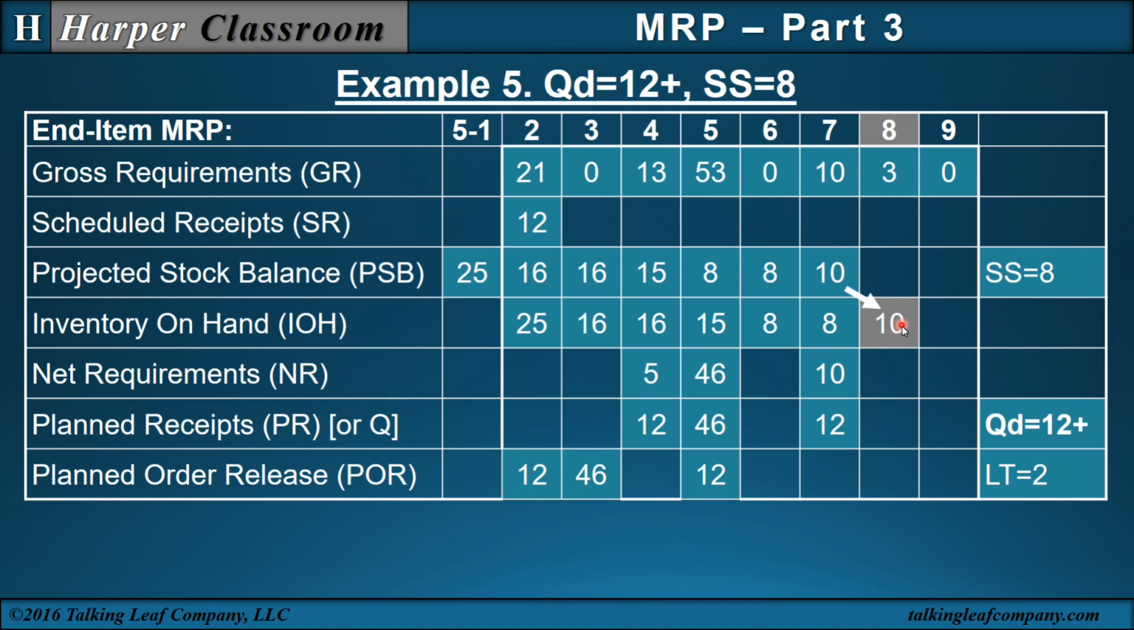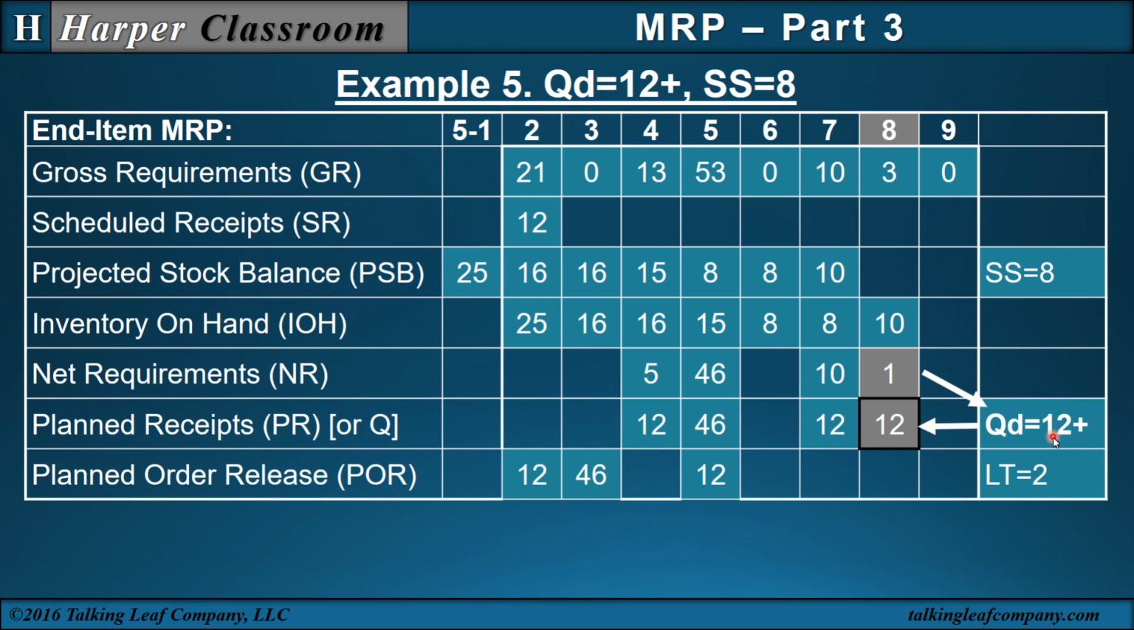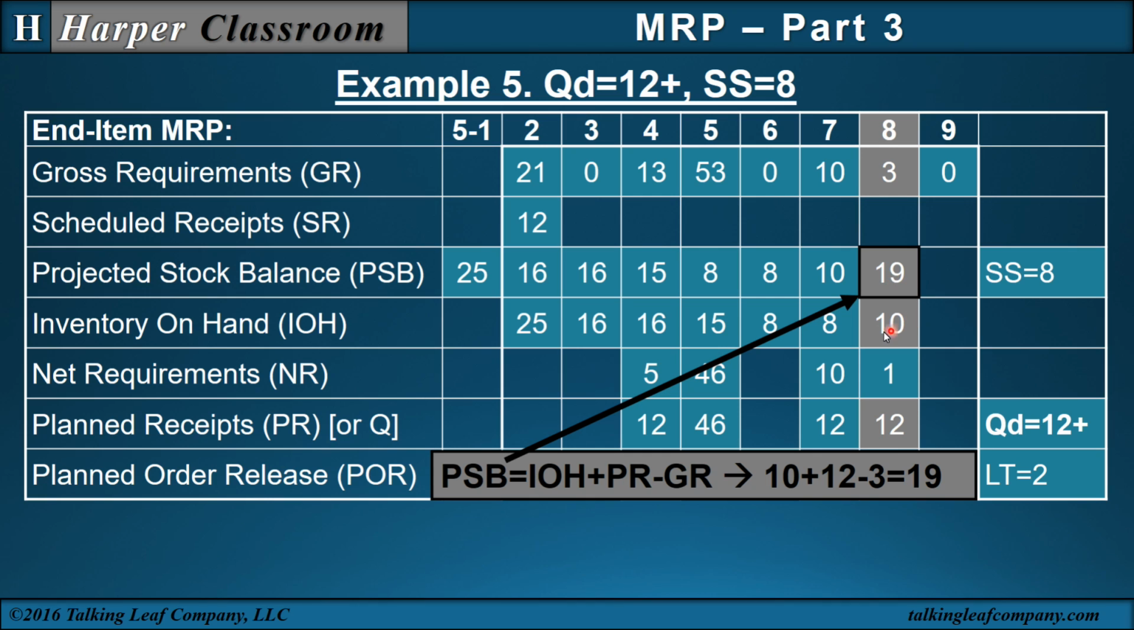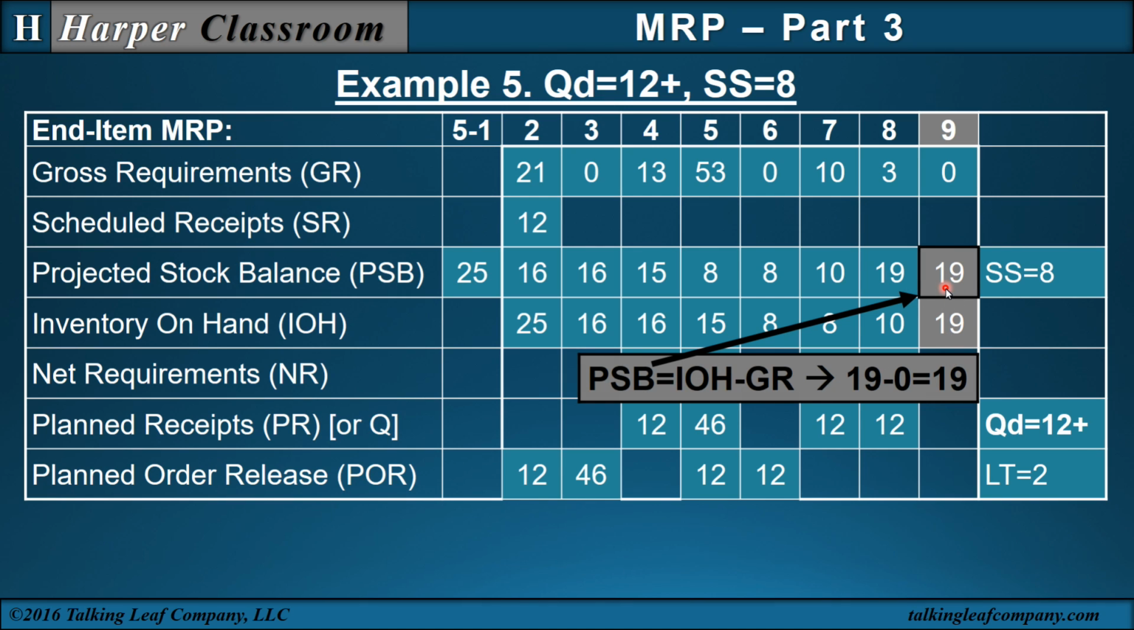That carries over as our inventory on hand. But now we have a gross requirement of 3, a safety stock of 8, minus an inventory on hand of 10, and that leaves a net requirement of 1. We compare that net requirement with our minimum lot size discipline of 12, and so we have to order 12. Comparing that with our lead time of 2, we come back 2 and have a planned order release of 12, and that will generate a planned receipt of 12. And now our projected stock balance then is our inventory on hand plus receipts minus requirements equals our balance. That carries over as inventory on hand. There's no requirements, so that carries over as our balance.